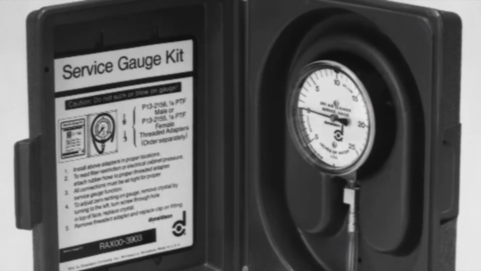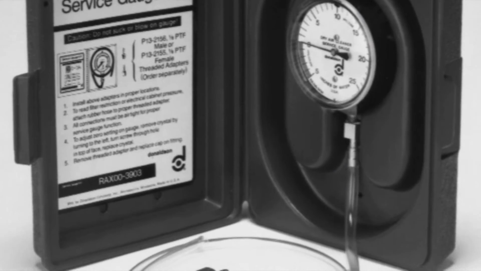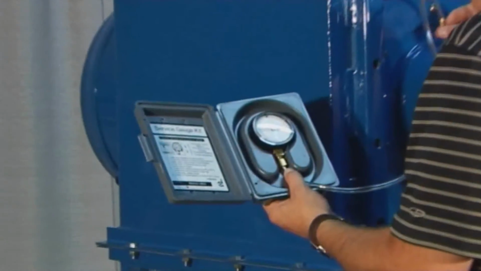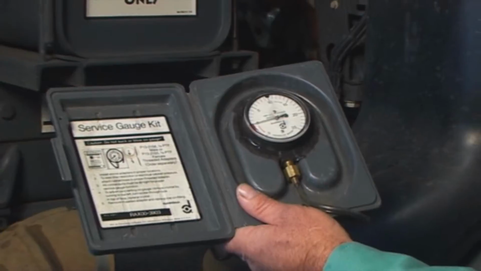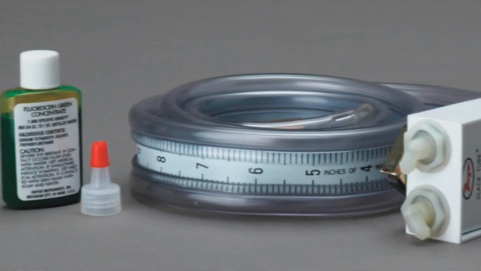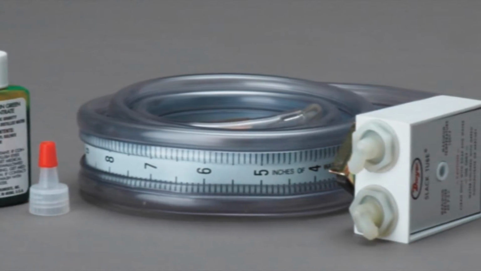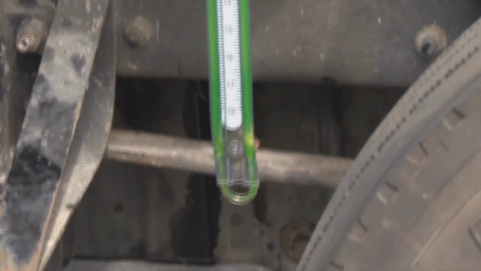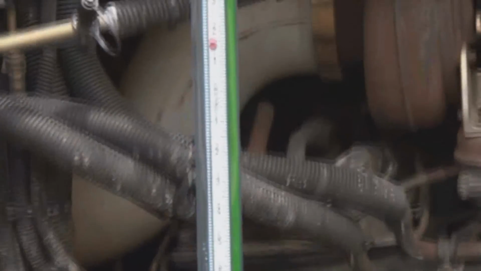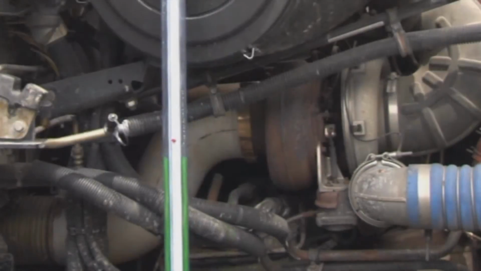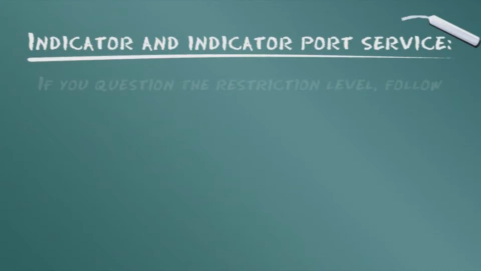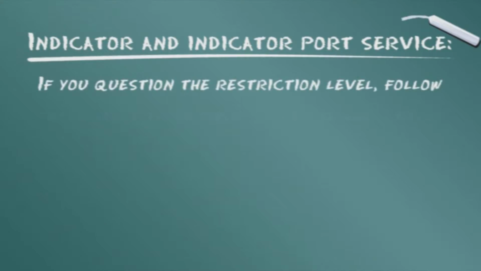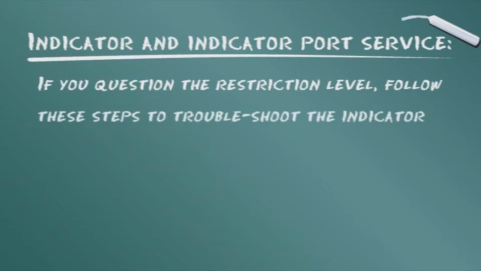Our in-field service gauge kit is equipped with 3 feet of vacuum hose to test the air cleaner restriction in the field. It is in a sturdy, compact plastic case. The Donaldson water manometer kit includes the manometer, flexible tubing, green dye, and full instructions. A special shutoff valve eliminates the need to empty water after use. If you question the restriction level, here are some steps to follow to troubleshoot the indicator and indicator port.